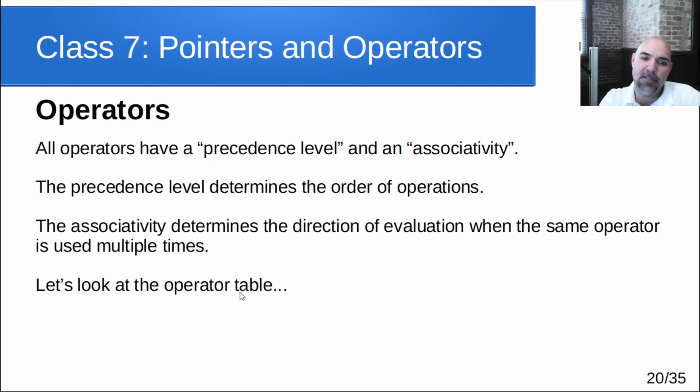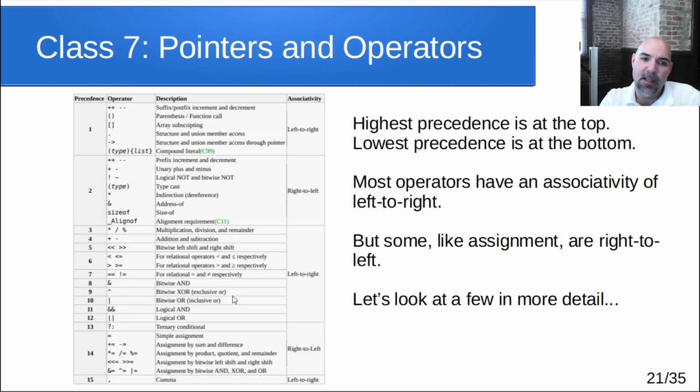But let's look at the operator table for C. This is a little bit small and hard to see, but I'm going to post this to the course site so you can pull it up and look at it more carefully, because if you're looking at this on your phone, it's going to be hard to see. You'll notice that there are essentially 15 levels of precedence. The highest precedence is at the top, the lowest is at the bottom, and at some levels there are multiple operators.